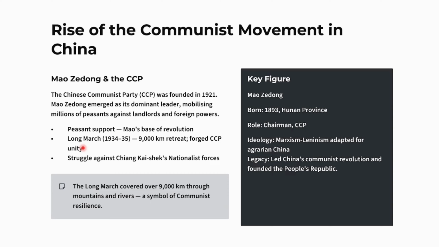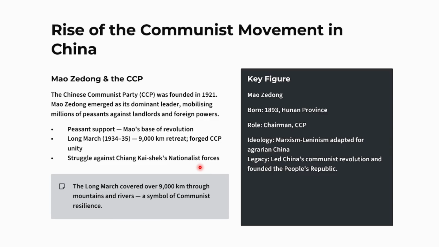Mao's revolution included the Long March, 1934 to 35. It was a 9,000-kilometer retreat that forged CCP unity. Then the struggle against Chiang Kai-shek, the nationalist forces.